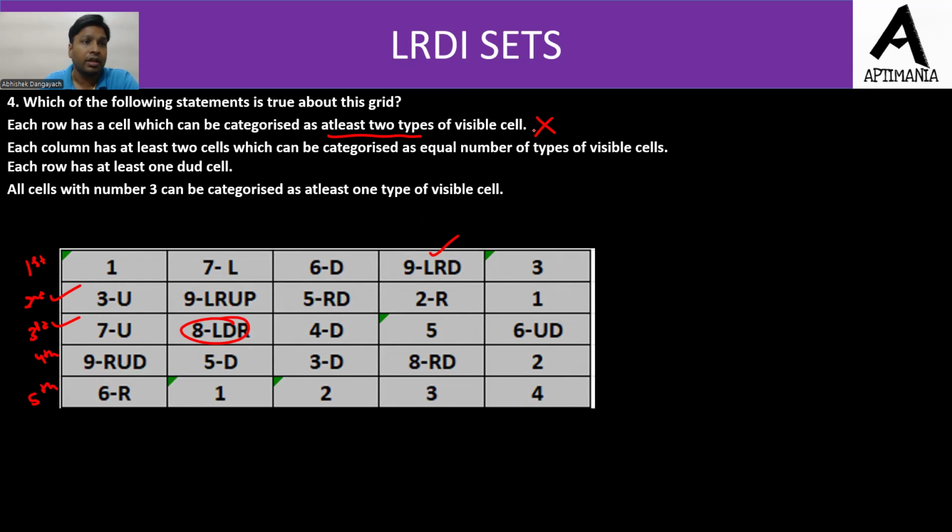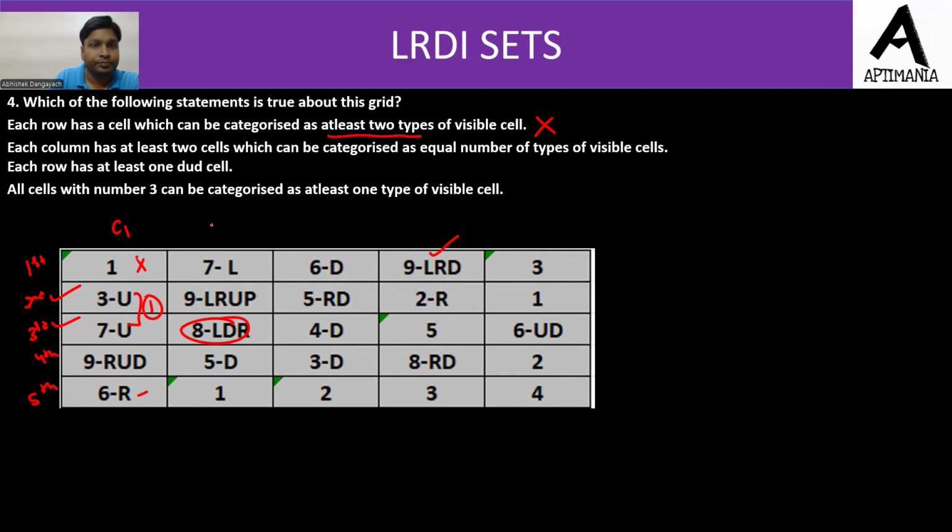Moving to second option, each column has at least 2 cells which can be categorized as equal number of types of visible cells. So this is column 1. This is Dud cell. ऐसा कोई भी नहीं है. So these two are one type visibility cell also. So these 3 are same category.